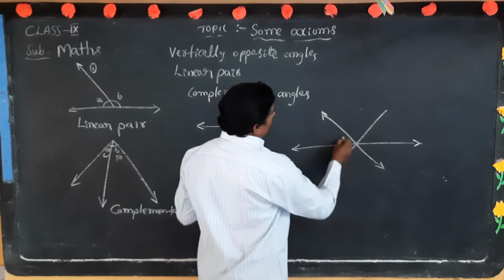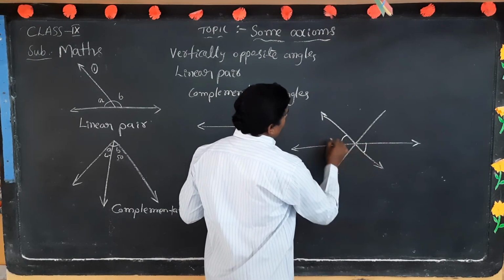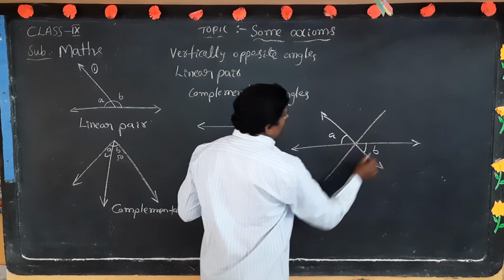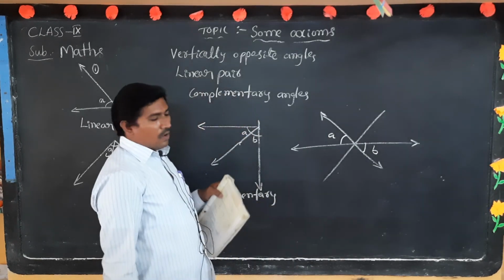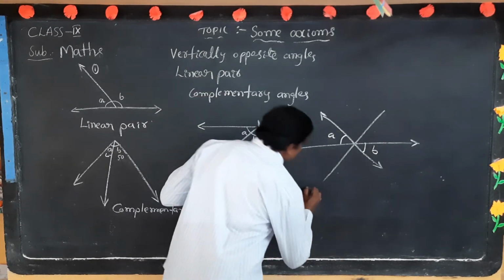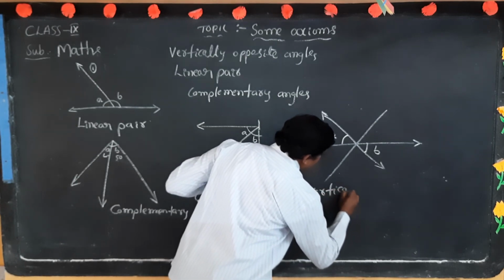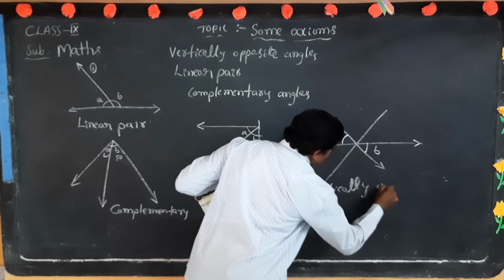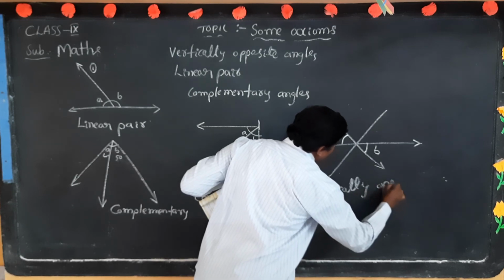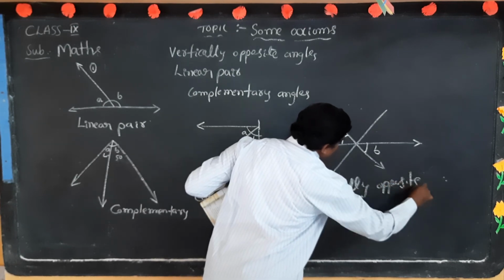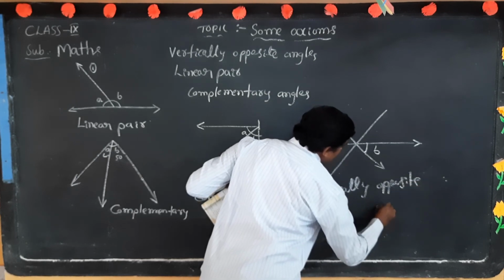Then here, this angle A, B. These two angles are vertically opposite angles.